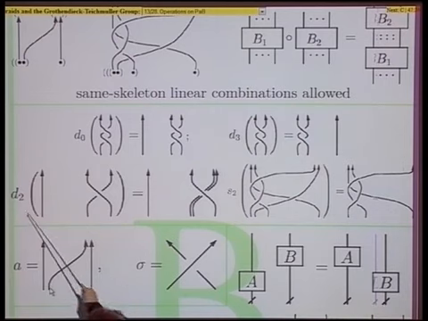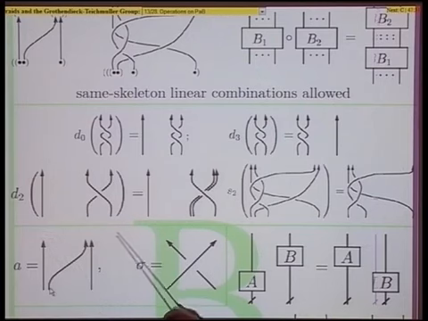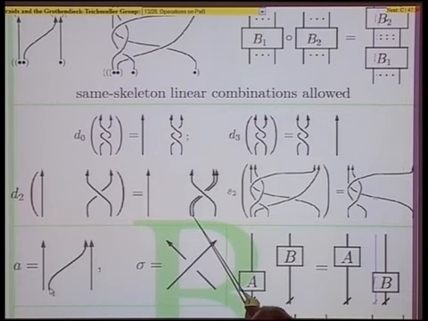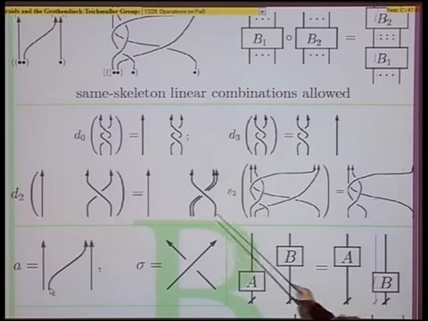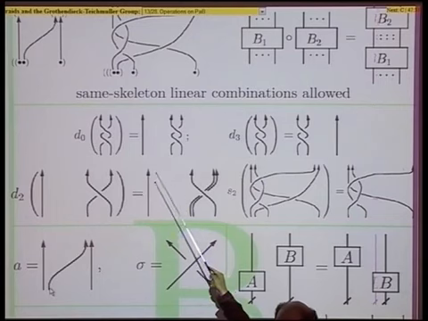The operator D2 will double strand number 2. So I count at the bottom: 1, 2, 3, and this is strand number 2. To double it just means that you replace it by two parallel strands that do exactly the same thing, with innermost parenthesization. And that defines all the D operators.